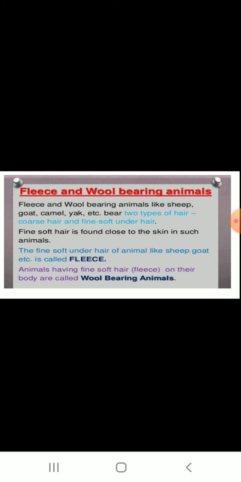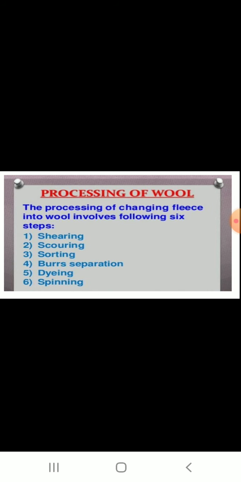So this is very important. Then fine soft under hair of an animal like sheep, goat, etc. is called fleece. So fine soft under hair of an animal like sheep, goat is called fleece. Animals having fine soft hair on their body are called wool bearing animals. We call it as wool bearing animals.